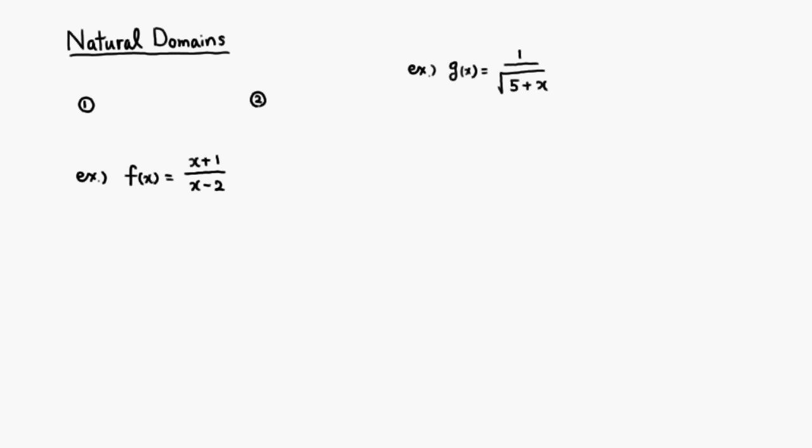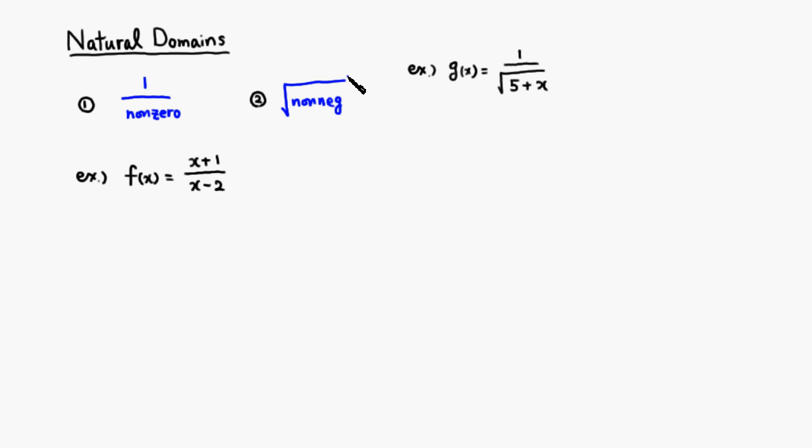All right, let's look at natural domains. There are a couple of things that you look for. Whenever you have a fraction, you have to make sure that the denominator is non-zero. Or if you have a square root, a fourth root, any even root, you have to make sure that what is inside the root has to be non-negative.